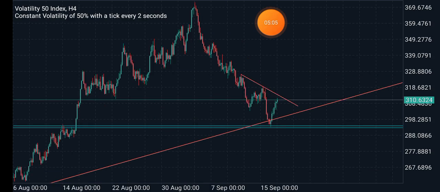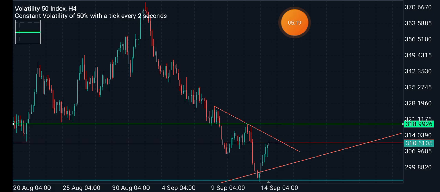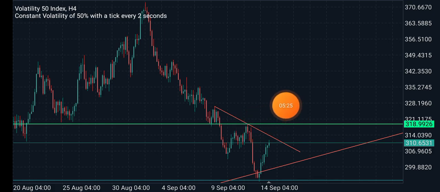So what happens is this: if price continues to move and breaks this particular lower high, this point here, if it breaks it and closes above, then automatically we should be buying. If it breaks the trend line and breaks this particular resistance and closes above it, then automatically we should be buying.